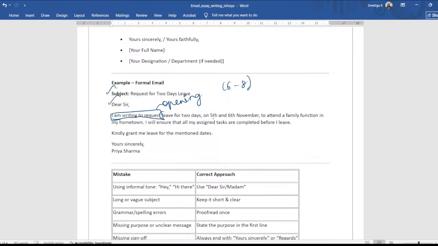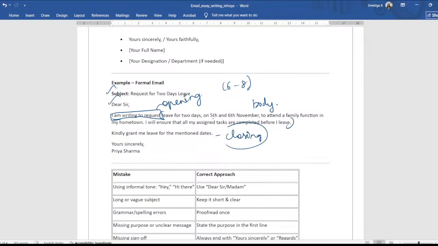And this is the body. The body is that you need leave for 2 days on such and such date to attend a family function, or you're feeling ill, or a death of a person. So that is what you write in the body. And something that you can also add, usually when you're taking leave or work from home, is that your assigned tasks will be completed on time before you leave or during the work from home activity.